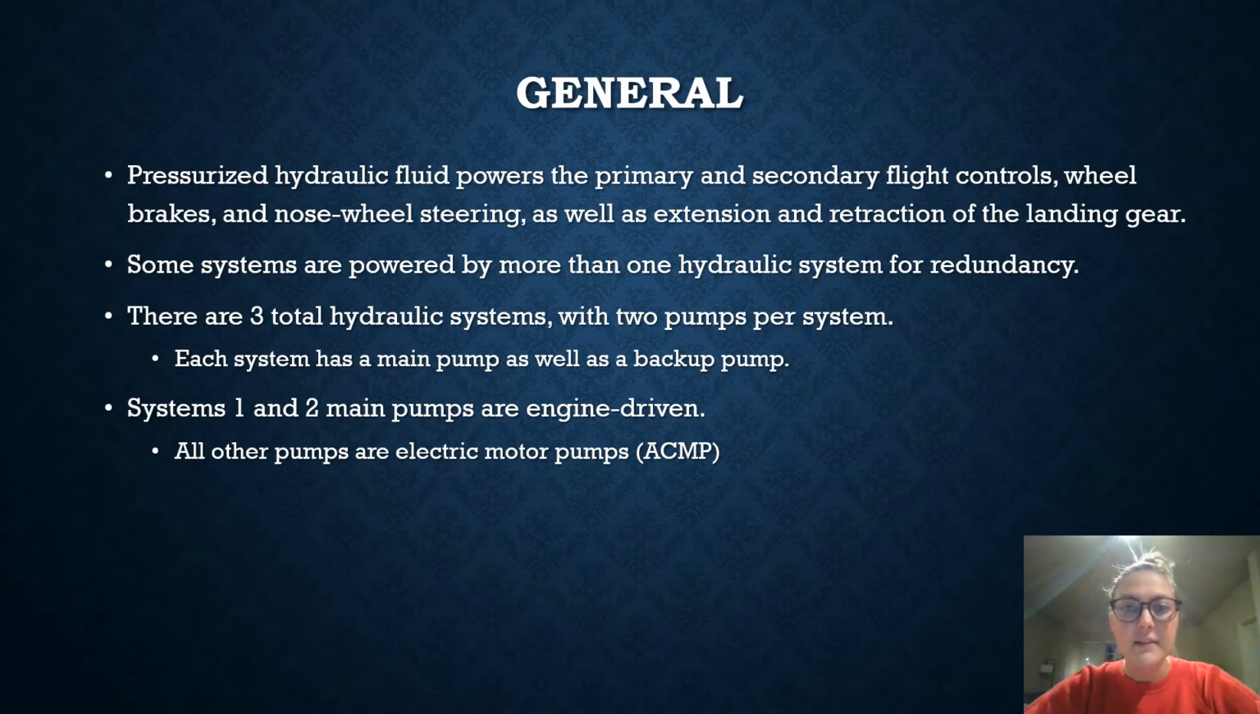Some of the systems, as well as the primary flight controls, are operated by more than one hydraulic system. This is just a form of redundancy in case anything were to go wrong. There are 3 hydraulic systems in total. They each are comprised of a main pump as well as a backup pump. Systems 1 and 2 are operated by an engine-driven pump, while System 3's main pump is an electric motor pump, or an ACMP, as I will be calling it for the remainder of this presentation.